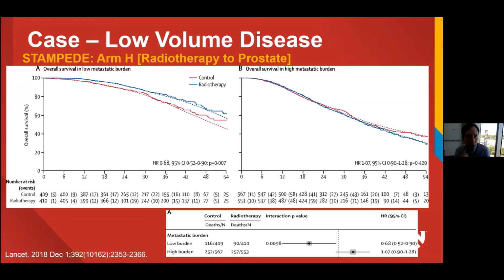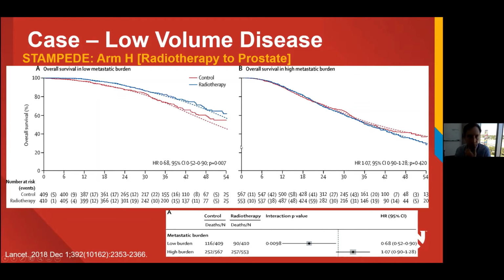So how might our management otherwise be different with regard to presentation with volume of disease? This is data from the STAMPEDE study. This study is a platform trial that has multiple arms. It's been ongoing in the UK over the last 1 to 2 decades. A sort of remarkable effort where multiple advances have come from the study. One of the arms in the study, arm H, randomized patients that had de novo metastatic disease to local therapy in addition to their standard systemic therapy.